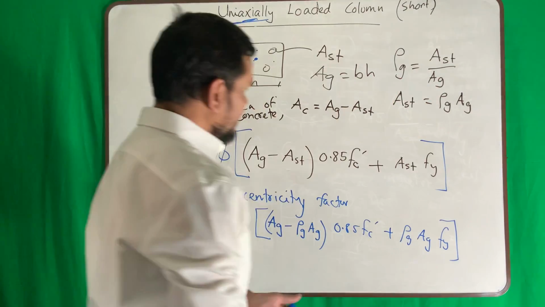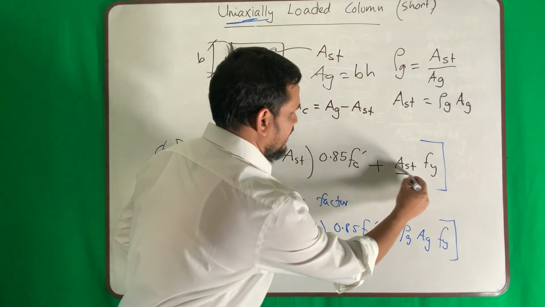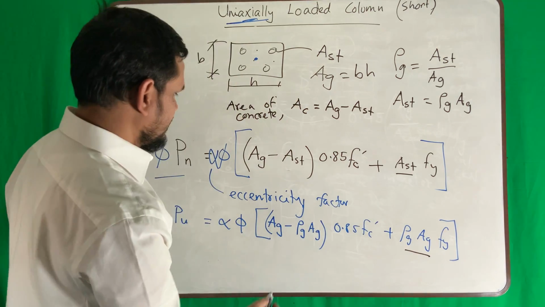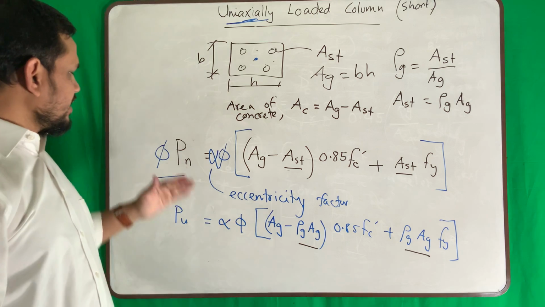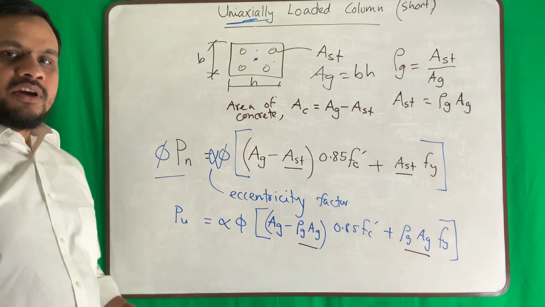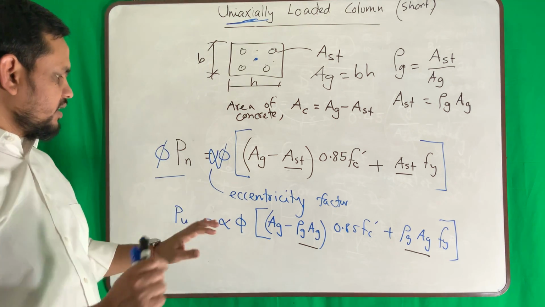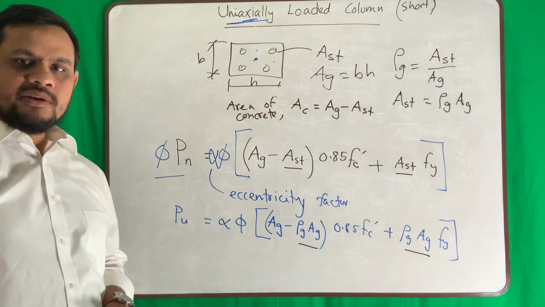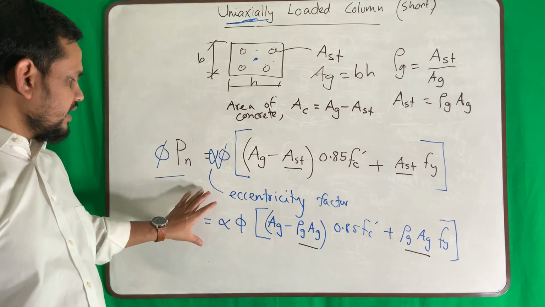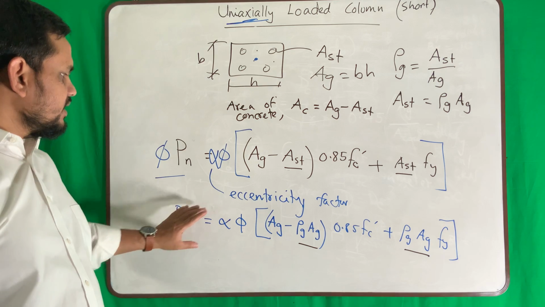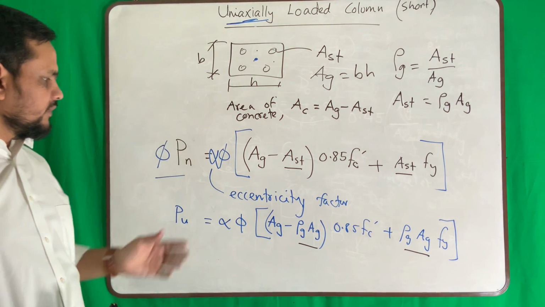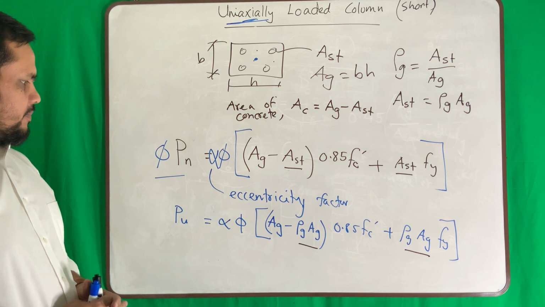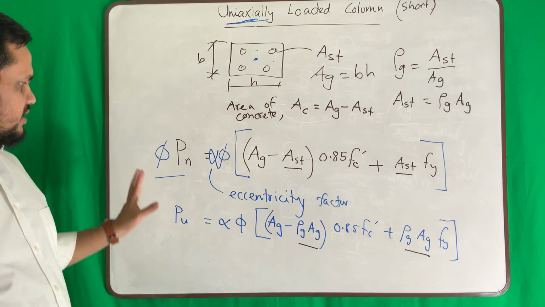So what I did here, I replaced AST by rho Z AZ. Here AST is rho Z AZ. Now we can use this equation or this equation. So at least write it down. These two equations are very important. We start our design from this equation, then sometimes we need to use this. When, I will tell you later. But anything else in this equation?